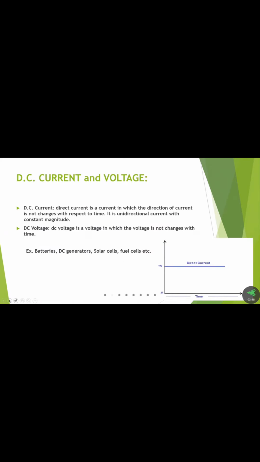DC is nothing but direct current. If the direction as well as magnitude does not change with respect to time or within a given time, then we call that direct current. Direct voltage has the same definition: if the voltage does not change its direction and magnitude with respect to time, we call it direct voltage and direct current. Examples: batteries, DC generators, solar cells, fuel cells. These are the major examples of DC.